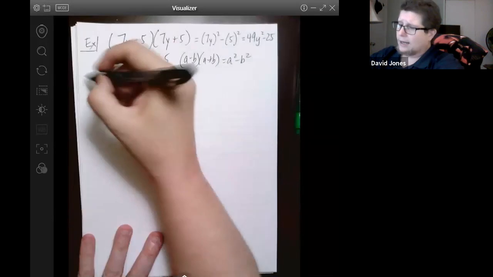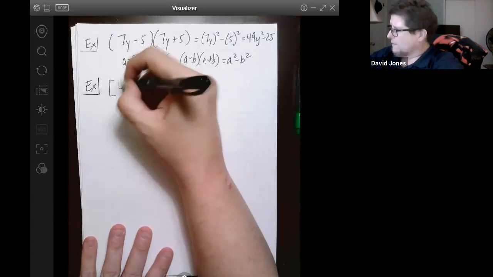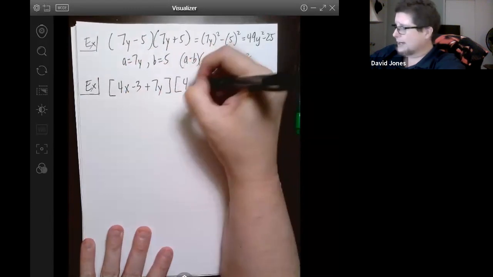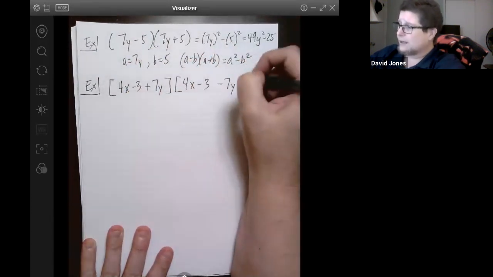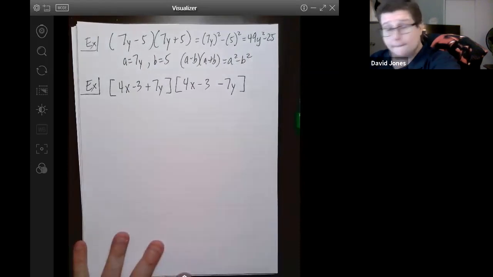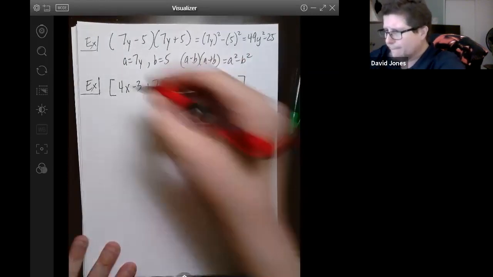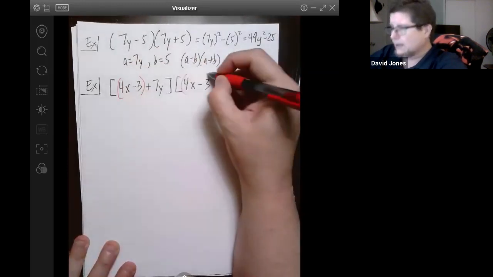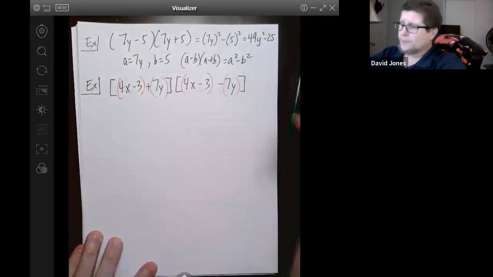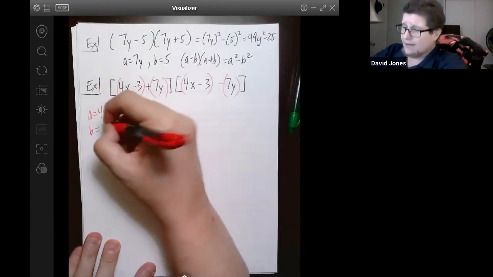Okay, a little bit harder. 4x minus 3 plus 7y times 4x minus 3 minus 7y. MathLab will throw stuff at you like this, but check this out. What if I've got 4x minus 3 in both? What if I do that? And I've got 7y in both. What if I do that? What if I say a equals 4x minus 3, b equals 7y?